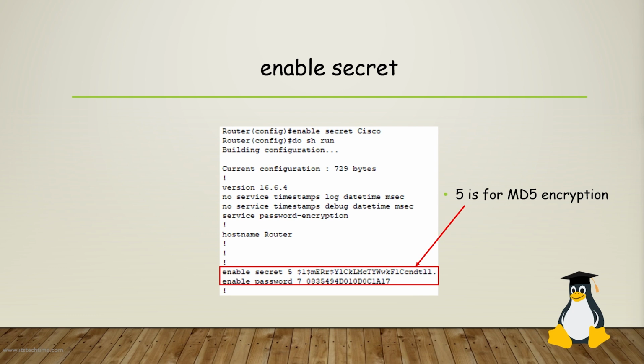Now notice that the enable password is still there, it's not replaced. You need to keep in mind that as long as enable secret is there, it will use enable secret instead of enable password. So whenever you come to a password prompt, it will be expecting the enable secret and not the enable password. And that's because enable secret is enabled. And another thing to note is enable secret is always encrypted by default. So that means in most situations, enable secret is a better option to use than enable password.